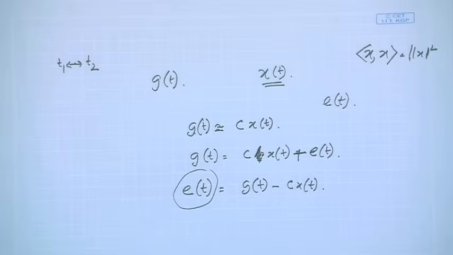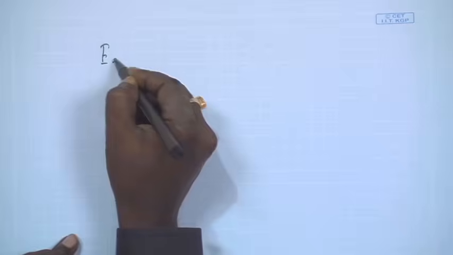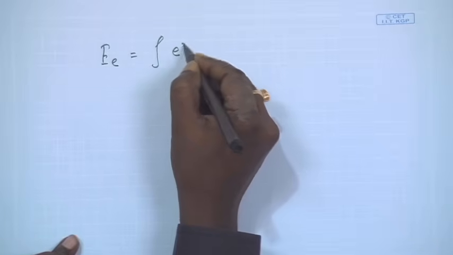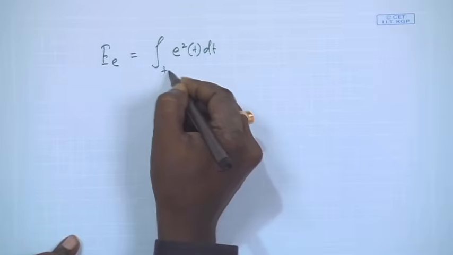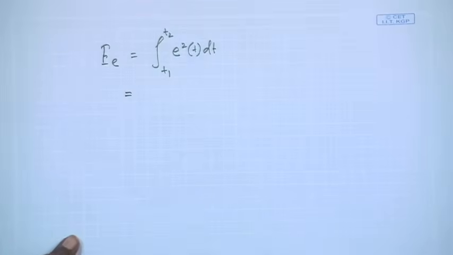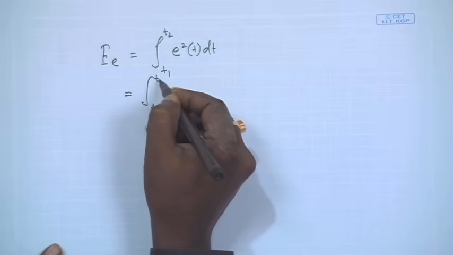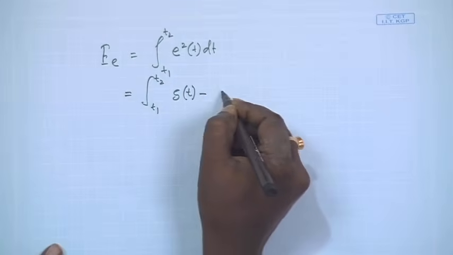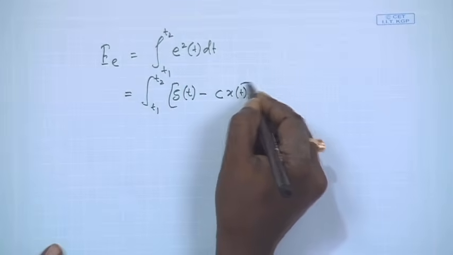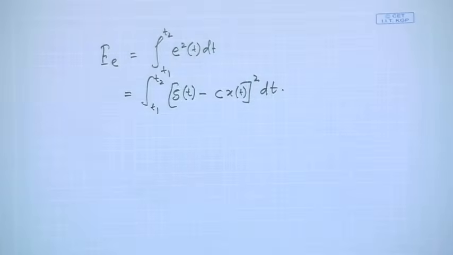So, what do we minimize? We have already characterized a signal, that is actually the energy of the signal. So, we will target to minimize the energy of this error signal. So, our target should be, let us calculate the energy of error signal, that should be integration E square t dt from T1 to T2, right. Now, Et we can replace T1 to T2 GT minus C xt whole square dt. Okay. So, this is what we are targeting to minimize EE.